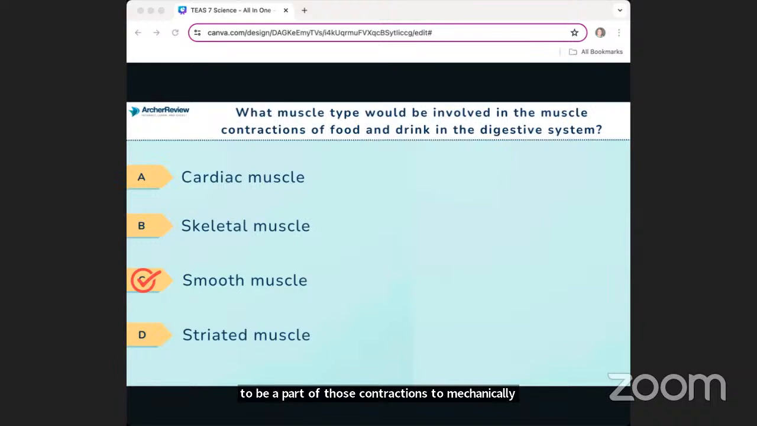Option A, cardiac muscle. It's only found in the heart. The heart is not involved with food or drink or in the digestive system. You can rule that one out pretty easily. Option B, the skeletal muscle will connect to bone and creates movement, not involved in food or drink either. And option D, striated muscle, would only be cardiac or skeletal. And neither one of those 2 choices are a part of the digestive system for reasons we just talked about. And that leaves option C, smooth muscle, to be the correct answer.